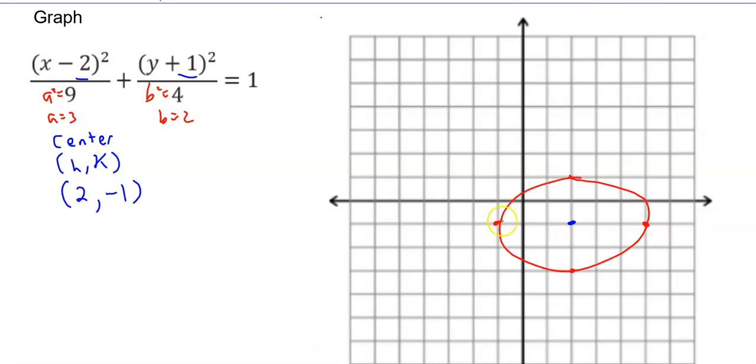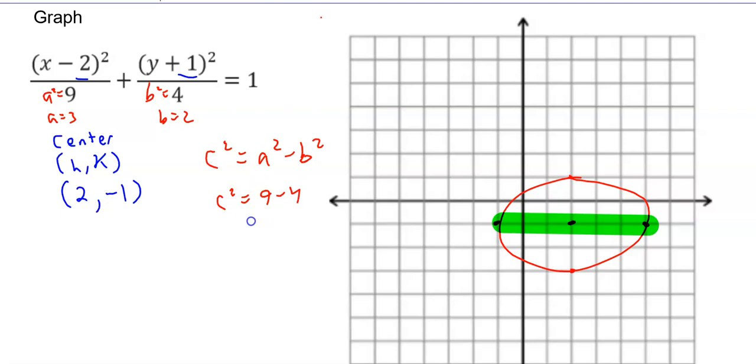The major axis is this one, right? The foci are a distance of c away from the center. So you might want to get out your formula sheet. Again, these formulas still apply. The c squared equals a squared minus b squared for an ellipse is still the same formula. So c squared equals 9 minus 4, or c squared equals 5. So c equals square root of 5, which is about 2 point something. So we go 2 point something in each direction and make my point. That's a distance of c away from the center.